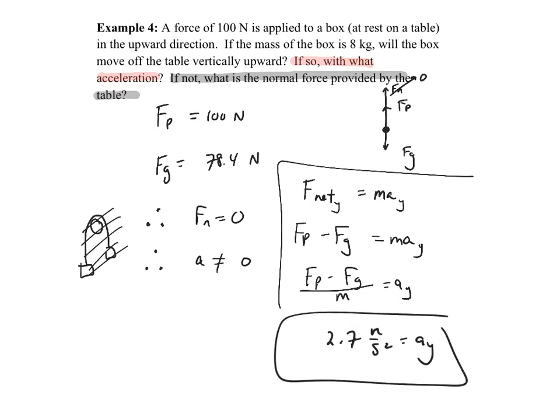And you're going to notice more and more that I'm not going to do the tedious math in front of you. I'm going to allow you to recognize what you need to do. This is 100 minus 78.4, all divided by the mass. Mass is 8. Okay, all divided by 8. So our answer validates our statement. Acceleration is positive because the upward force exceeds the downward force. The answer validates our statement from earlier.